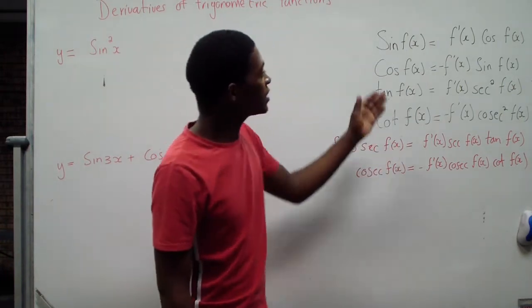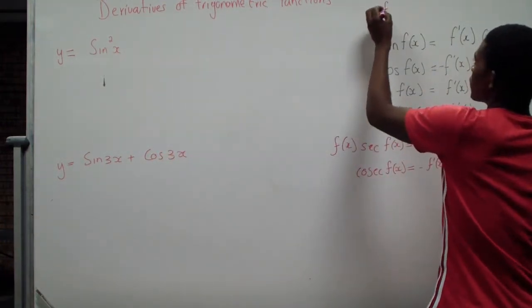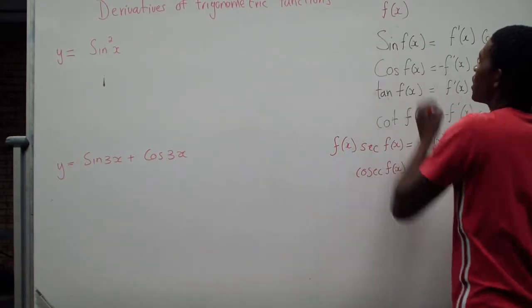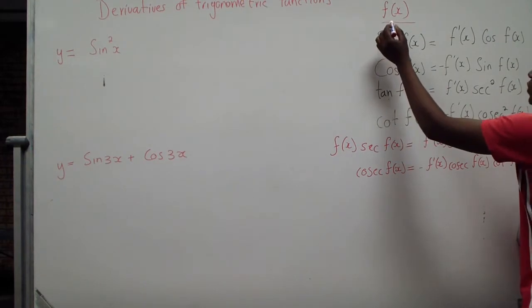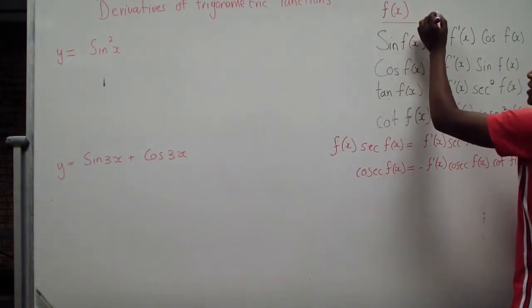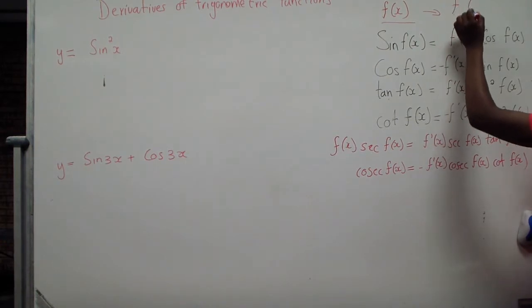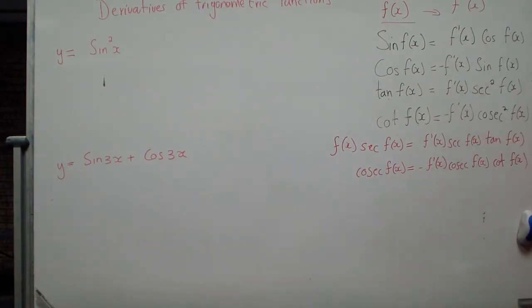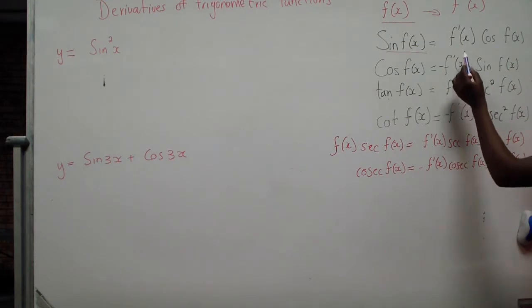Now, when we derive these functions, these are f of x. So, since it's our f of x, when I derive my f of x, I'm expecting to get my f prime at x, which is my derivative. So now, when I derive my sine, I'll get what?